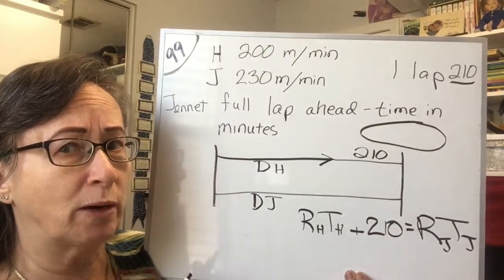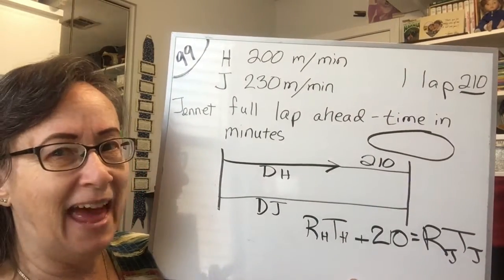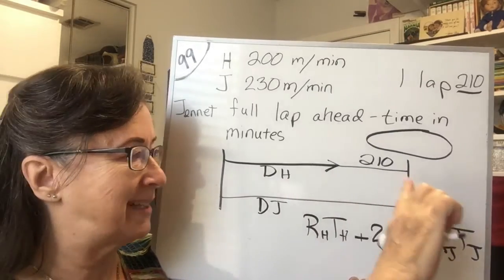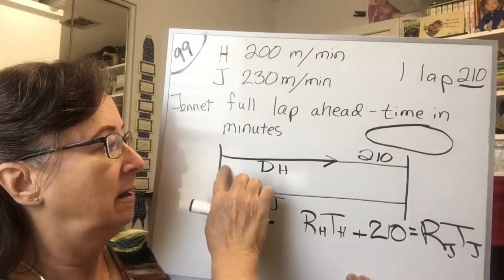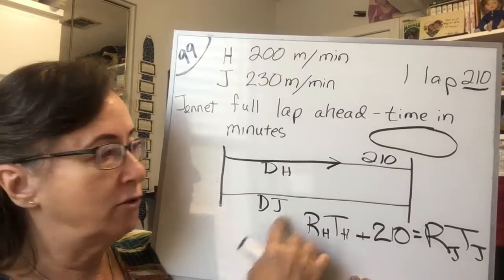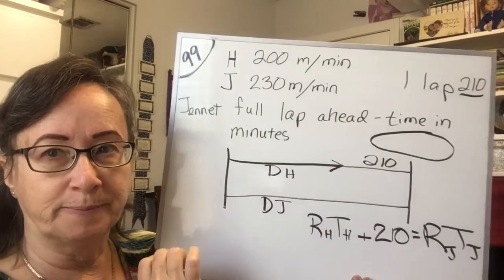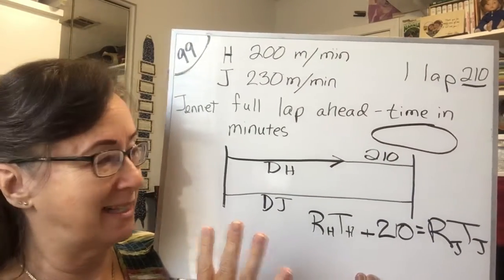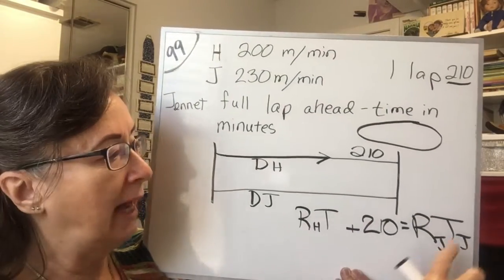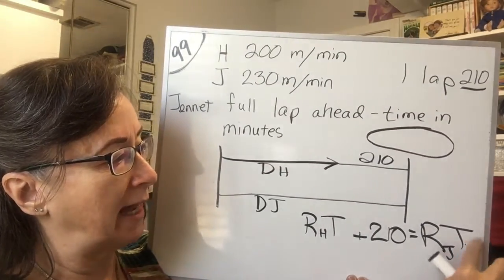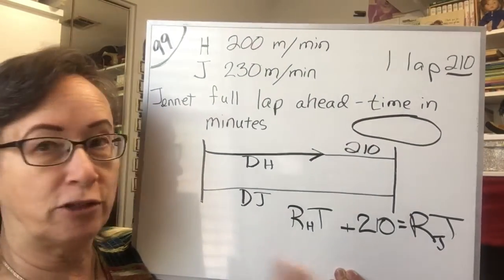Now time's what we want to find out. We know that the whole problem stops at a certain time. And at that time, Jeanette will be 210 meters ahead of Harry. Guess what? That means that the two times are the same. So we don't have to have a time of Harry, and we don't have to have a time of Jeanette, because the clock is going to stop at the same time. So we don't have two different times.